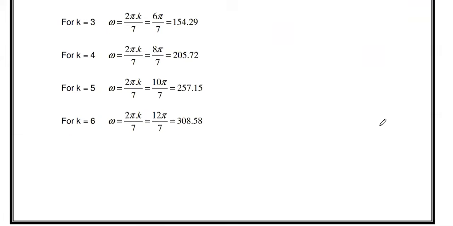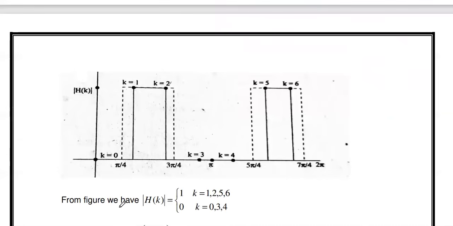This Hd of e power j omega, we are going to sample. This dotted line indicates the frequency response of our band pass filter. So you see, this band pass filter will allow the frequency from pi by 4 to 3 pi by 4. And 3 pi by 4 to pi, it will not allow; this is the stop band, and this is the pass band.